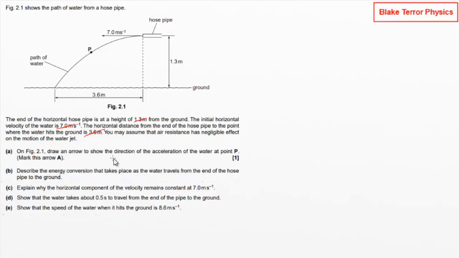Negligible air resistance. Draw an arrow to show the direction of the acceleration of the water at P. Okay, well, there you go. It's going to be straight down. That's easy enough. Mark this arrow A. Okie dokie.